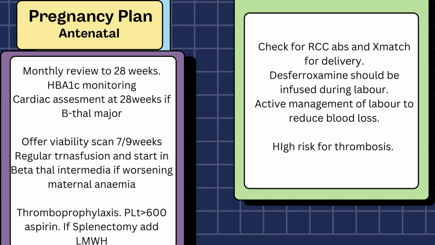Thalassemia also contributes to a hypercoagulable state. It's well noted in the literature that thalassemia causes excessive platelet activation. So thromboprophylaxis is needed, and if the patient has been splenectomized, then it's even more appropriate to think about adding in low molecular weight heparin. It's important to screen for red cell antibodies and cross-match in preparation for delivery, and think about an active management of labour to reduce blood loss.